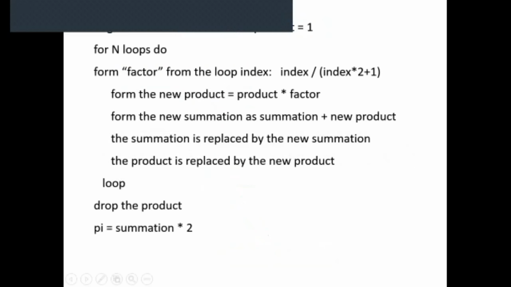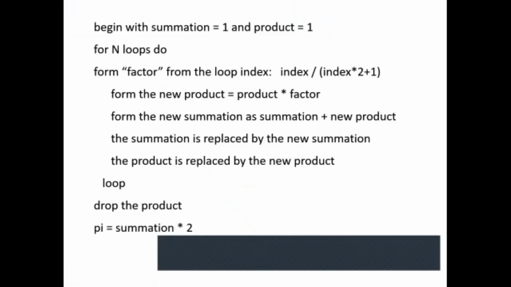So here's a pseudocode. We start with a summation of 1 and a product of 1, and then we do the loops where we do that inner factor and then the outer factor. And then the summation is replaced by the new summation, and the current product is replaced by the new product. This is all done on the stack. Repeat that a number of times. We drop the product, and the final value is multiplied by 2.